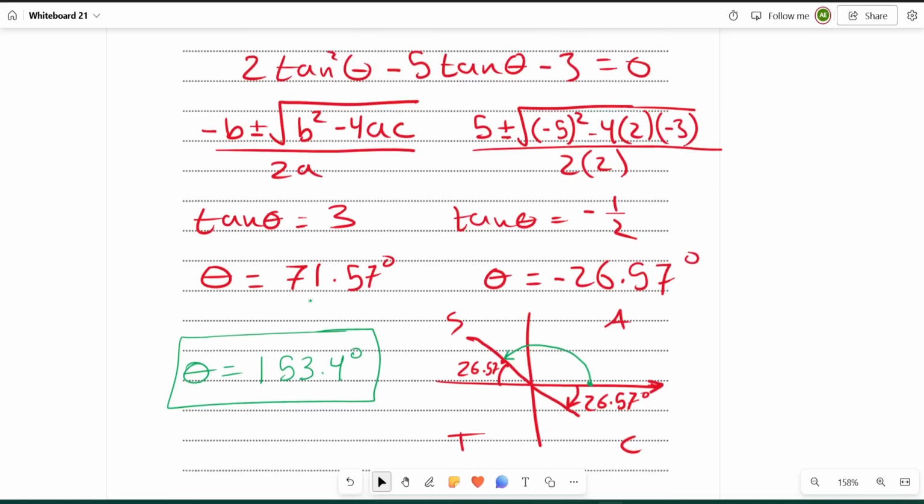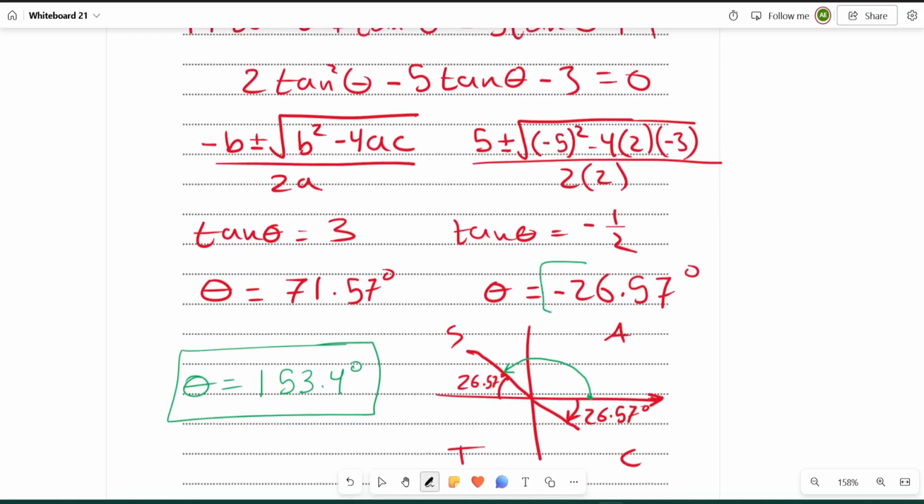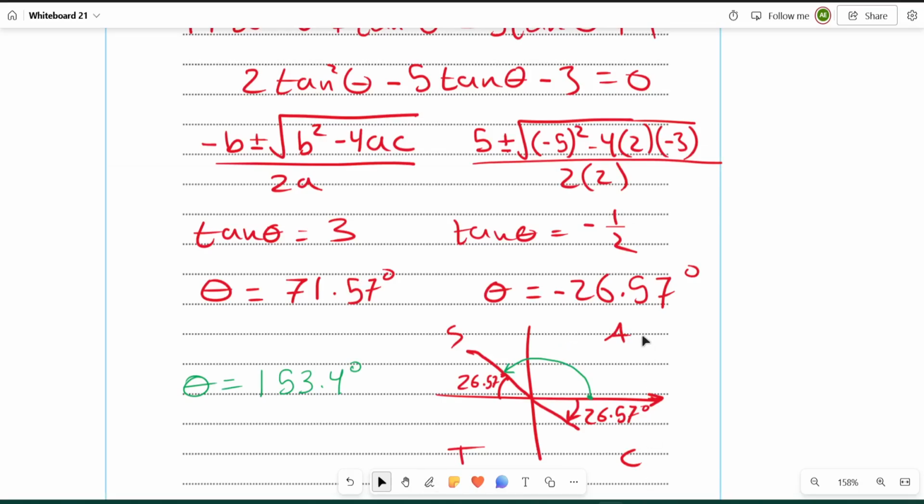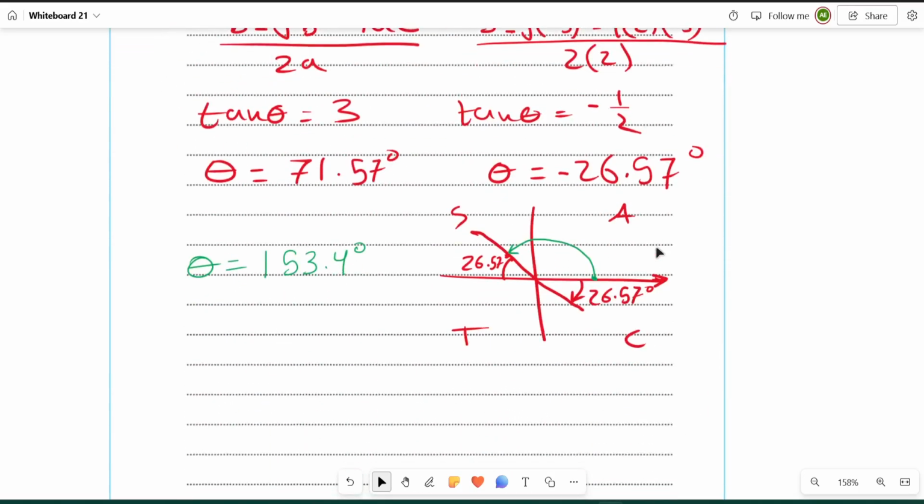And if you put on your calculator tan of negative 26.57, it's going to give you negative half. And if you put on your calculator tan 153.4, it's also going to give you negative half. You can try that if you want to make sure. So this is how you use the ASTC rule. It's very, very important to understand it. And we're going to solve lots of questions on it today.